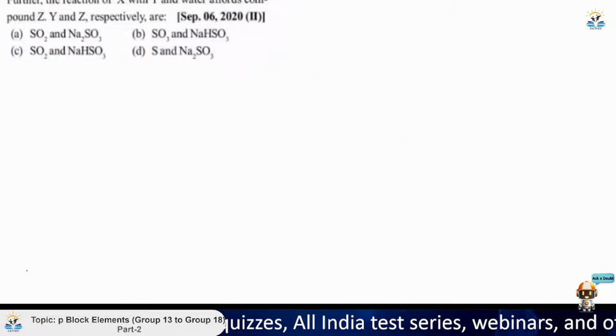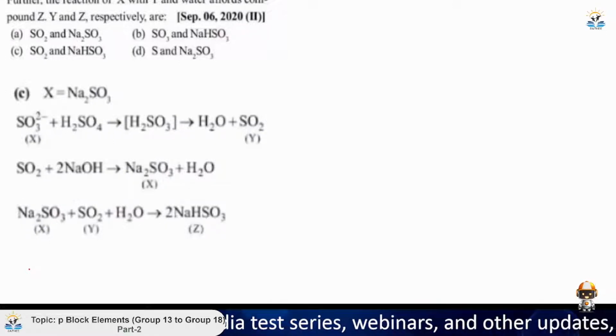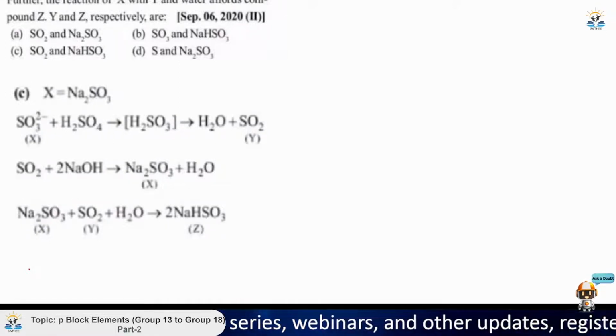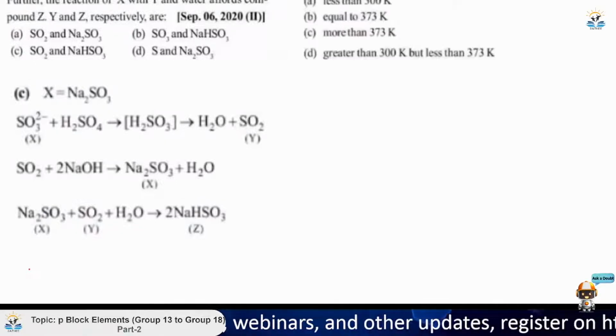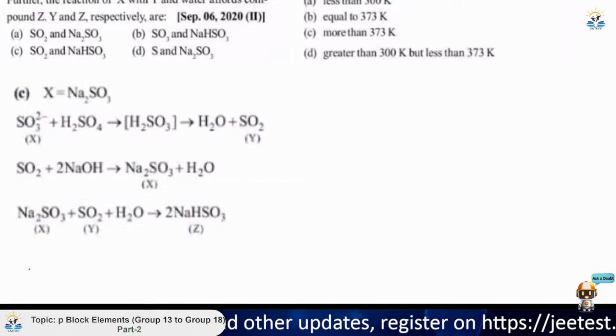Similarly, these are the reactions that are particularly included, all of the neat reactions. Along with that, the next question is this: the boiling point of H2O is this, and the boiling point of H2S will be.